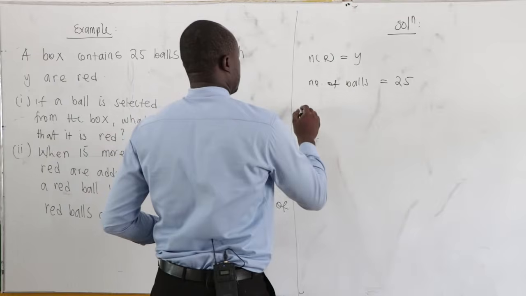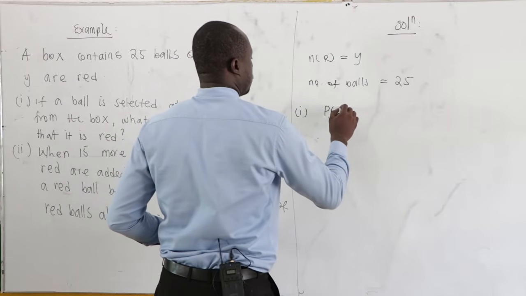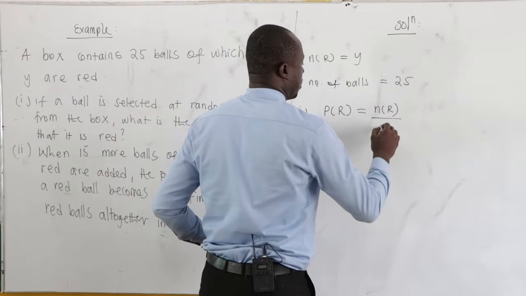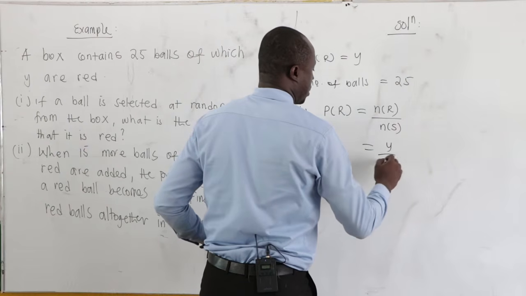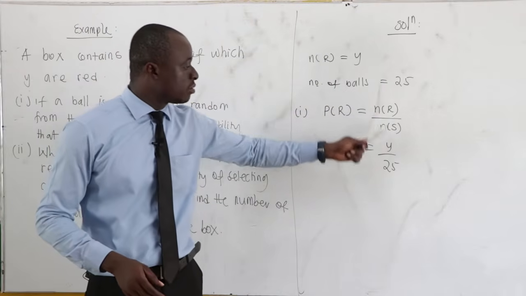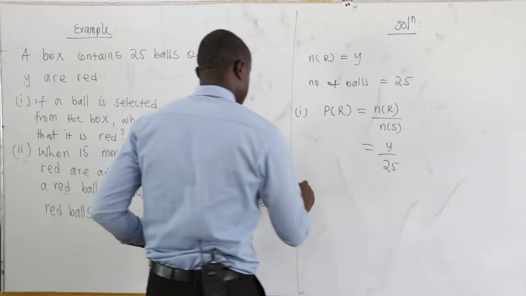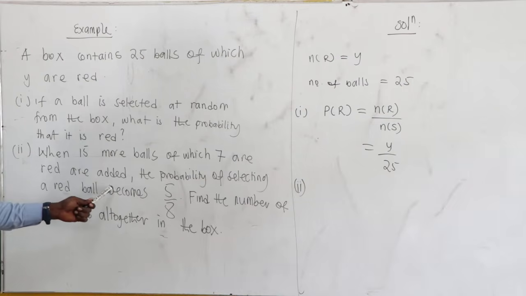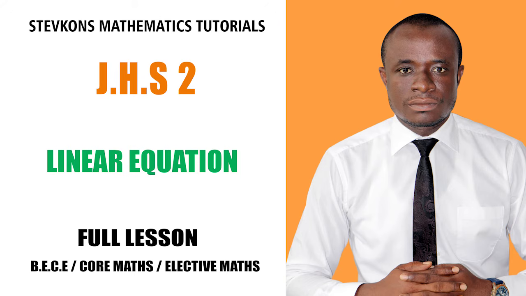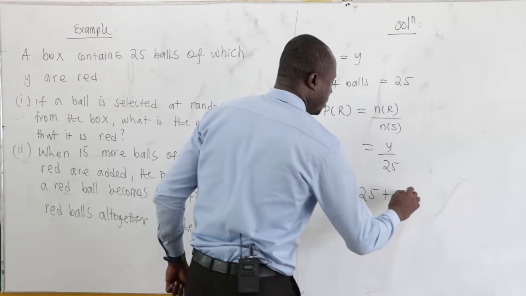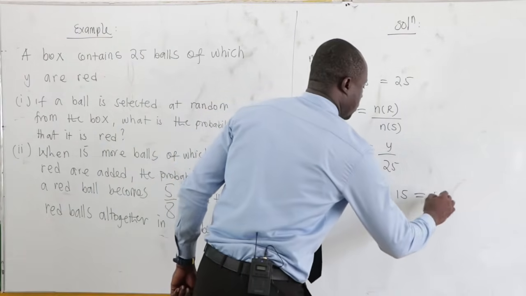So with the first one, the probability that it is red, P of R, we know it's the number of events all over the number of sample space. That is y all over 25. So the total number of balls is 25, y are red, so we have y all over 25. Now let's see the second one. 15 more balls of which 7 are red are added, hence our number of sample space. The first one was 25, but then we've added 15 more, and this is just 40.